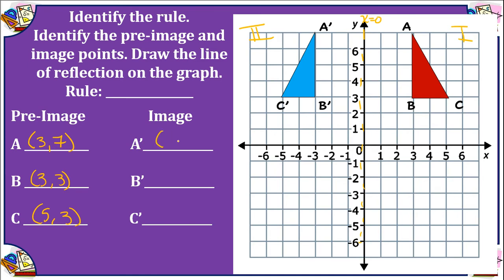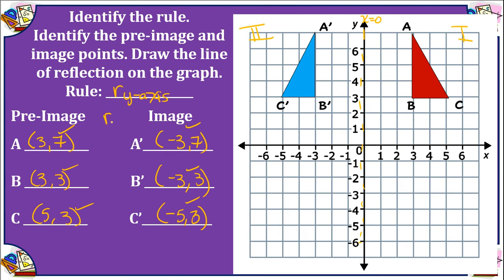A prime is negative 3, 7. B prime is negative 3, 3. And C prime is negative 5, 3. So when the y coordinates stay the same and the x coordinates change to their opposite sign, it reflected across the y-axis.